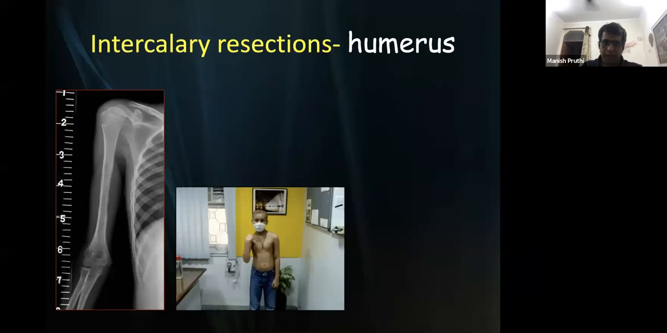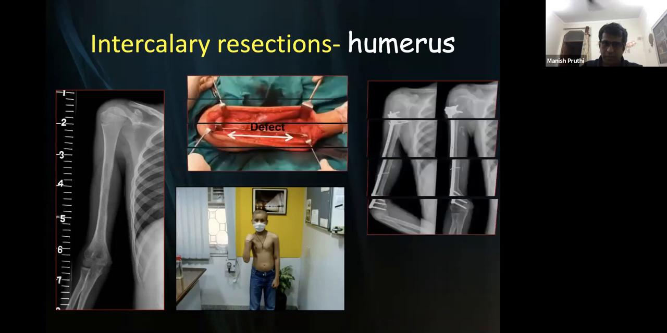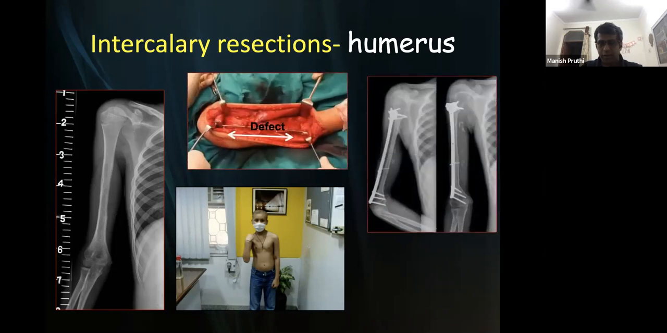As far as the intercalary resection of the humerus goes, as I have already mentioned earlier, by intercalary we mean we are sparing the joint above and the joint below, and we are just resecting the diaphyseal part of the bone. In this, it was a Ewing sarcoma. We removed the diaphyseal part, and the defect was reconstructed with a free vascularized fibula from the leg. And then the vascularized fibula is sutured by a plastic surgeon to the recipient vessels here in the arm.